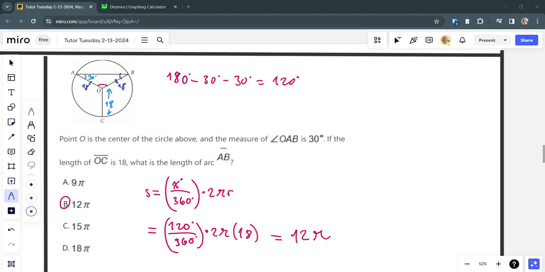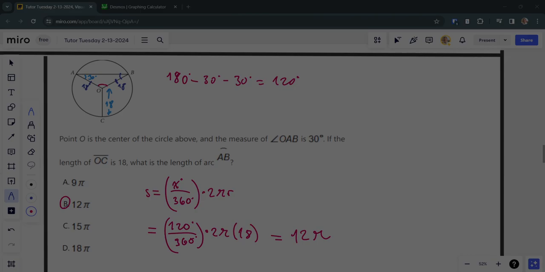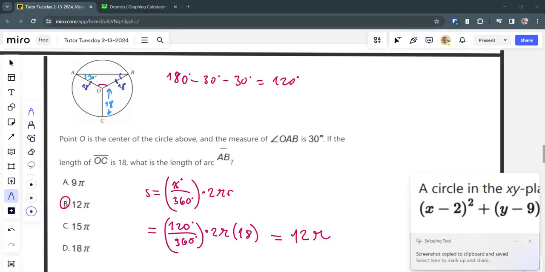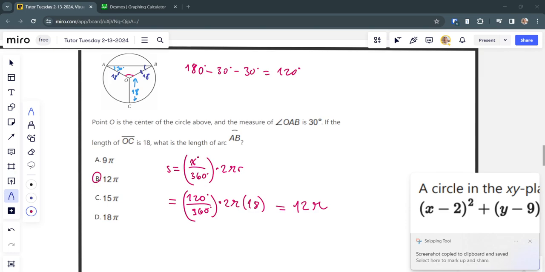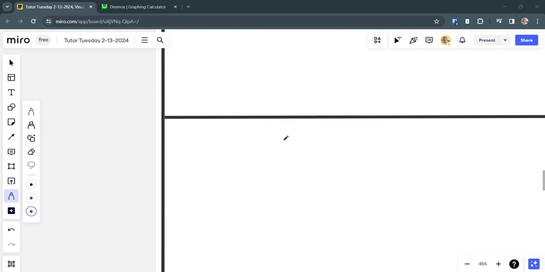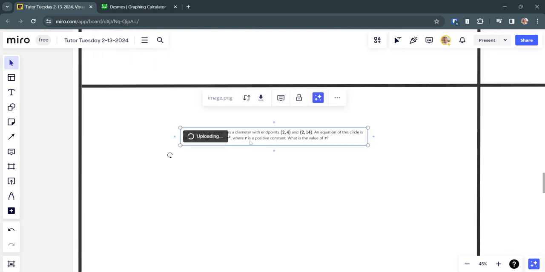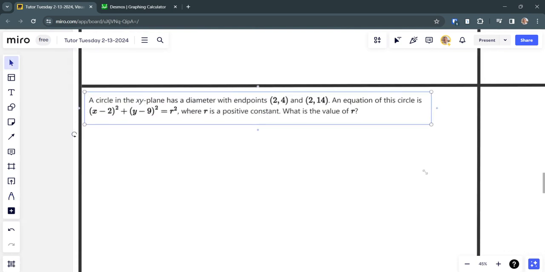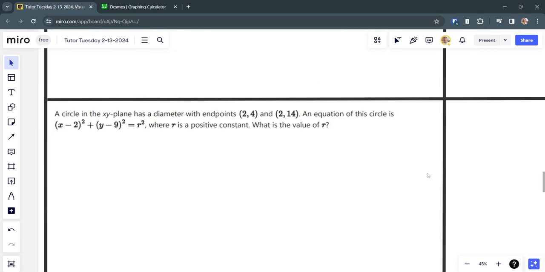Okay, let's look for some more triangle questions. I like this one. Next question here. A circle has diameter endpoints (2, 4) and (2, 14). The equation of the circle is right here. r is a positive constant. What's the value of r?